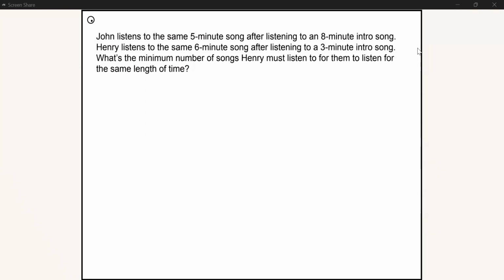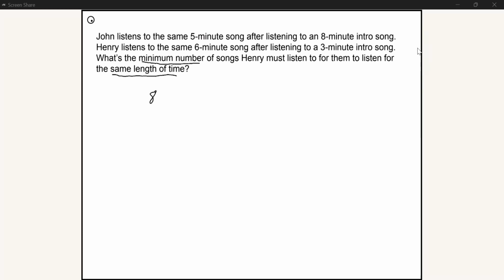So let's start. In the first question, John listens to the same 5-minute song after listening to an 8-minute intro song. Henry listens to the same 6-minute song after listening to a 3-minute intro song. What's the minimum number of songs Henry must listen to for them to listen for the same length of time? Anytime you see something like same length of time and minimum number, it's almost setting up LCM, least common multiple.